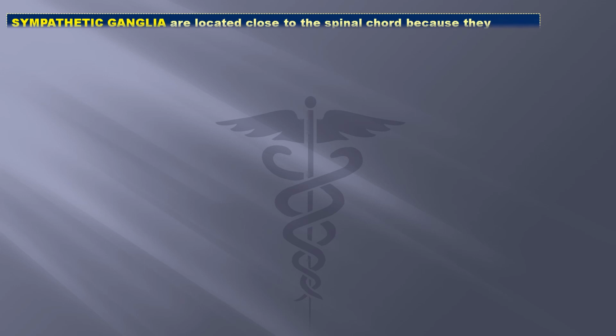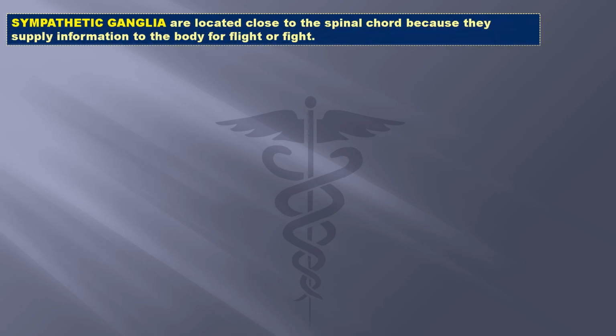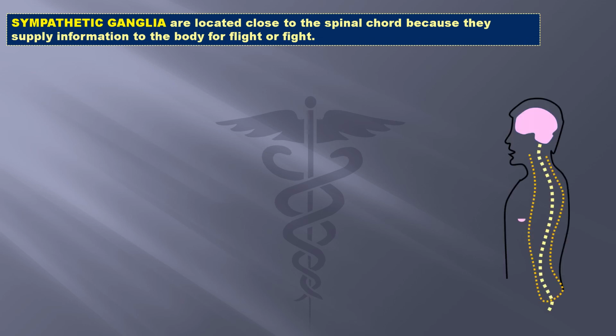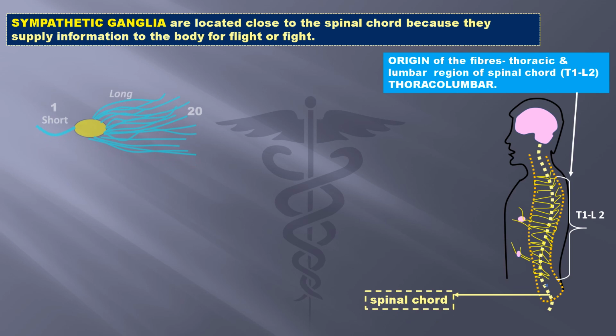Sympathetic ganglia in our body are located close to the spinal cord. This may be because they need to supply fast information to the body for fight or flight. The sympathetic fibers originate from the thoracic and the lumbar region of the spinal cord. That is, they have a thoracolumbar outflow with short preganglionic and long postganglionic fibers.